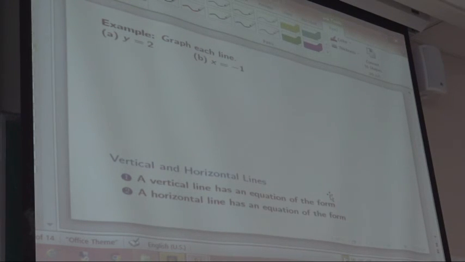Now we are going to graph each line. Y is equal to 2. We only have one single variable. Y is equal to 2. That means there is no x value. X can be anything, right? So regardless of the x value, we always get y is equal to 2. So when x is 0, we have y equals 2. When x equals 1, we still have y is equal to 2, etc.